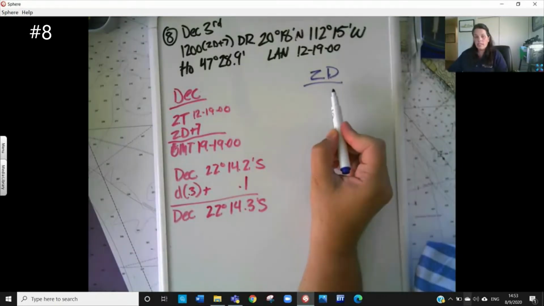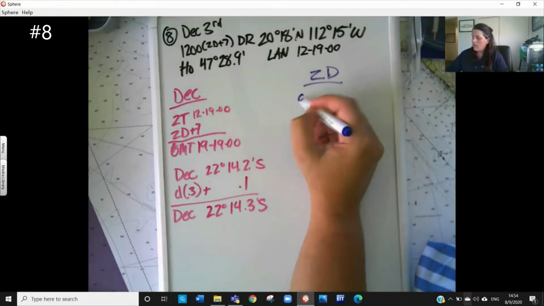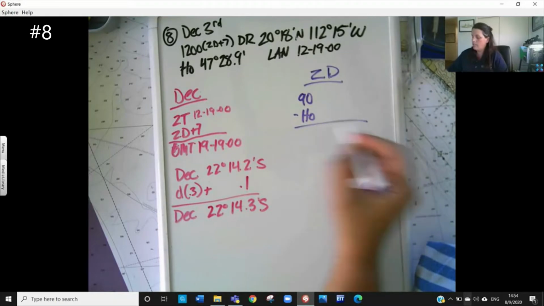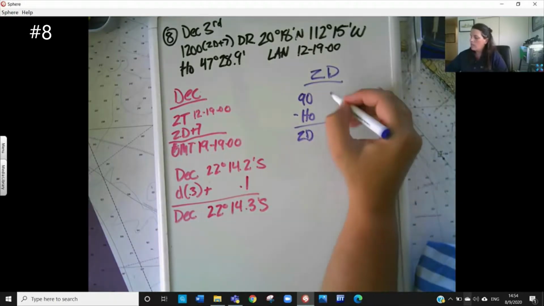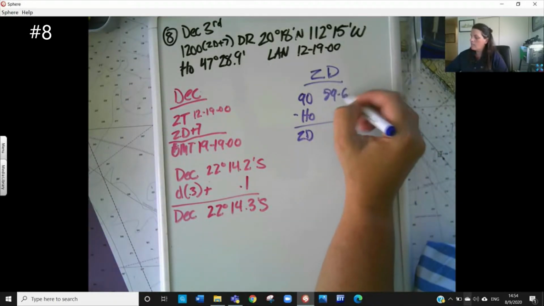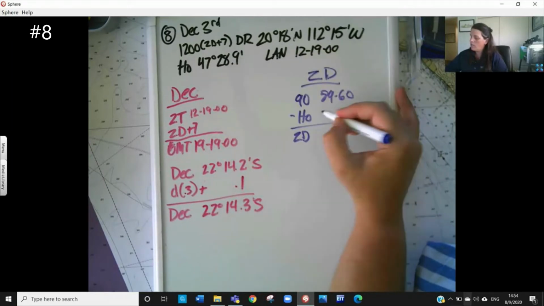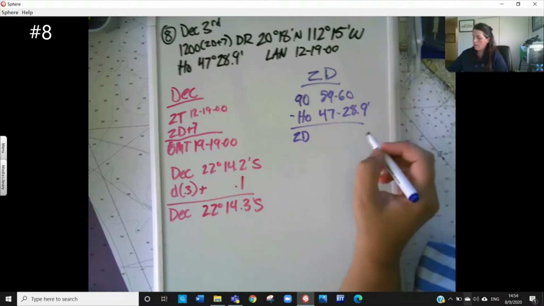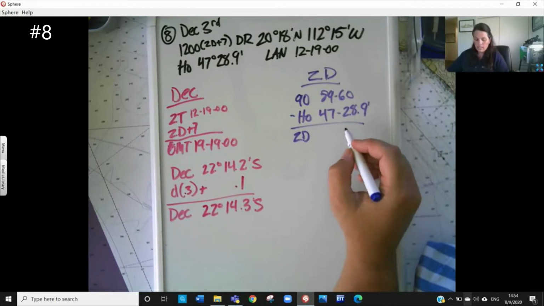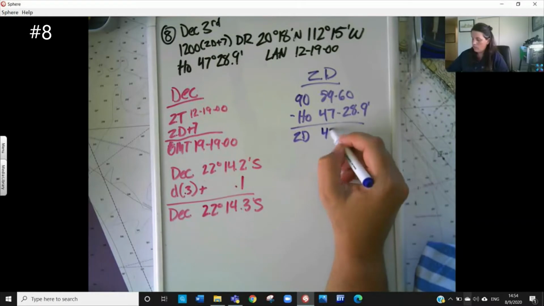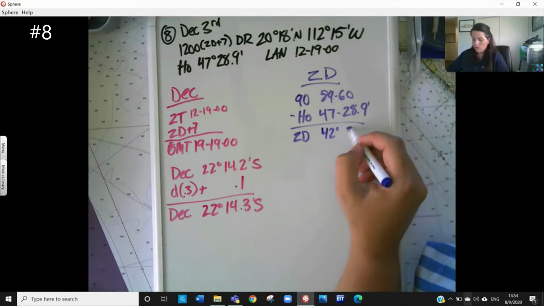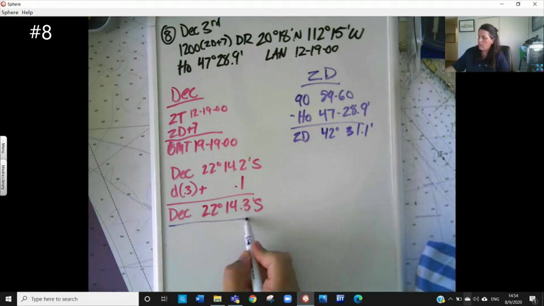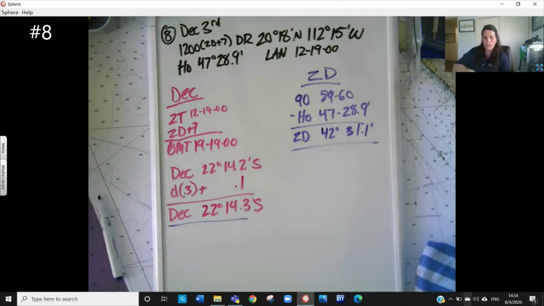Our zenith distance is going to be 90 minus our altitude, which is HO. So we have 89 60 minus our HO of 47 28.9. So we have a zenith distance here of 42 degrees 31.1. Now we have our two elements to figure out what our LAN is.